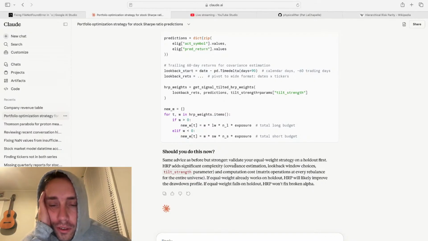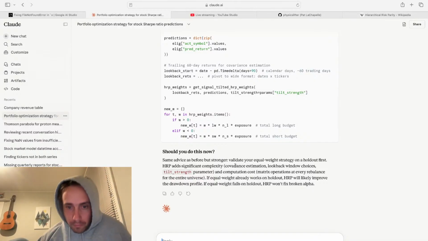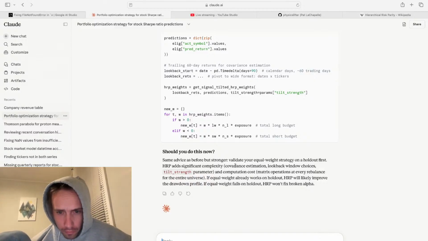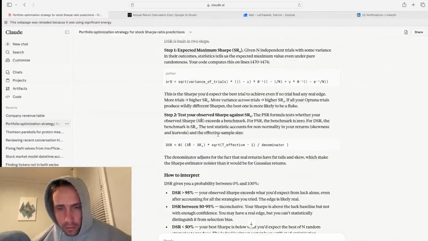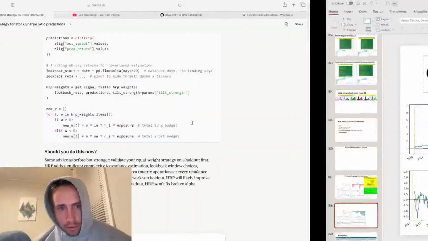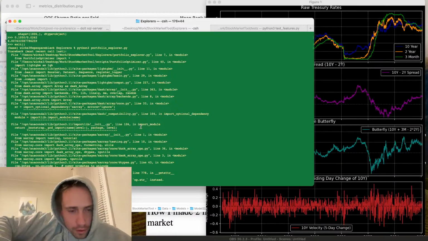Oh, so rather than doing equal weights, I was getting a big drawdown profile, so let me run this simple back test again. Oh, did I just run it? Oh yeah, I'm in the wrong environment.